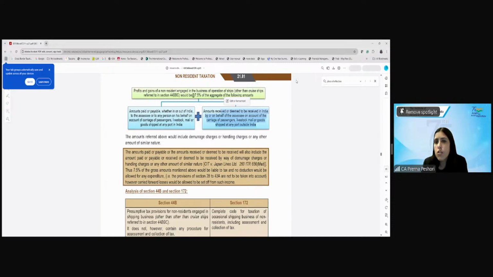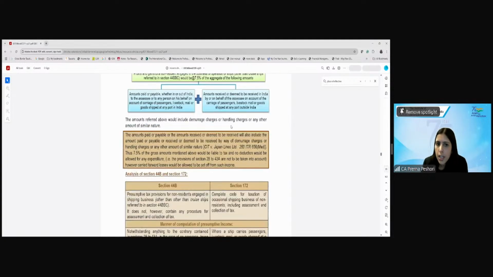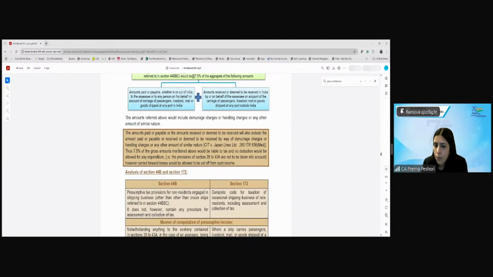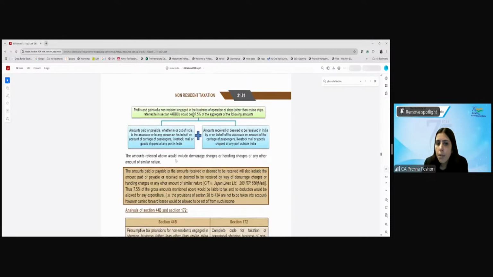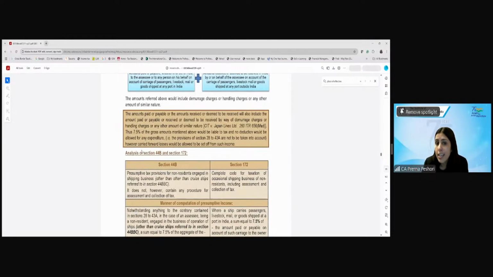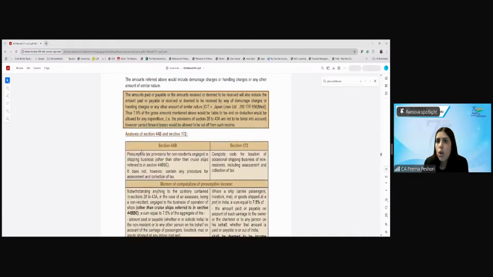Demurrage charges are nothing but the charges in case you do not unload your materials from the ship on time. The ship vessel owner will levy additional charges, which is the demurrage charge. So that will be included within this amount. Okay. Now, there are two provisions which are applicable to a shipping company. One is section 44B and the second one is section 172.